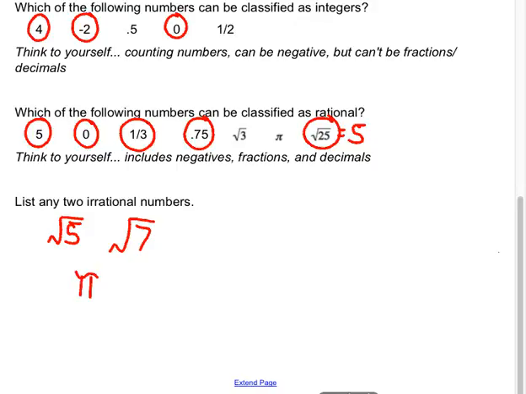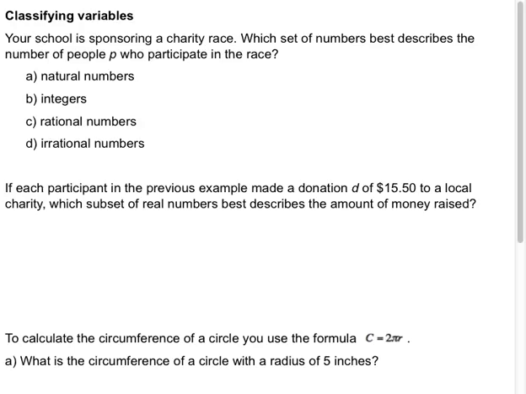So now that you've seen a little bit of how to classify them, let's talk about how to classify kind of word situations. So your school is sponsoring a charity race. Which set of numbers best describes the number of people, P, who can participate in the race? So thinking about people who could participate in that race, okay? So we could have one person participate in the race. We could have 2 people participate in the race. We could have 3 people, so on and so forth.